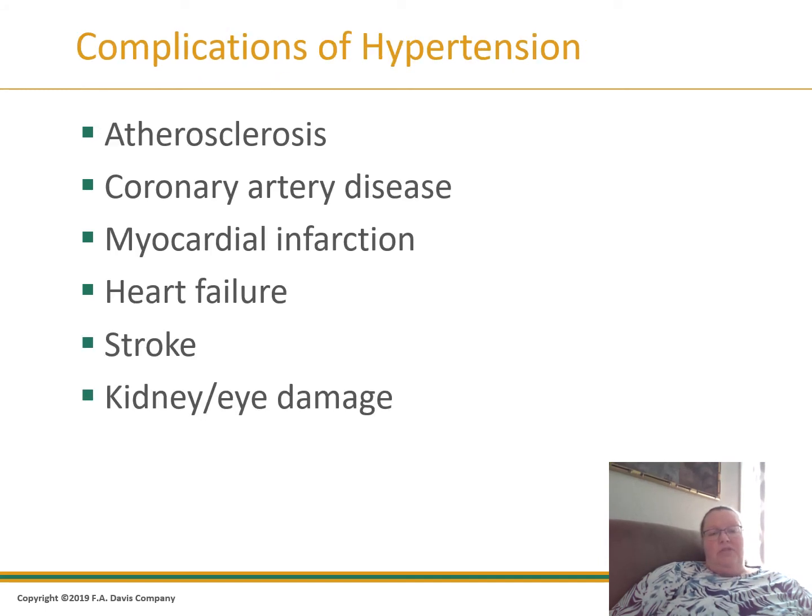So complications of hypertension are atherosclerosis, meaning hardening of our peripheral arteries, coronary artery disease as well, myocardial infarction. By the way, coronary artery disease is the advancement of atherosclerosis. An MI is a blood clot blocking the coronary arteries, heart failure, stroke, and kidney and eye damage.